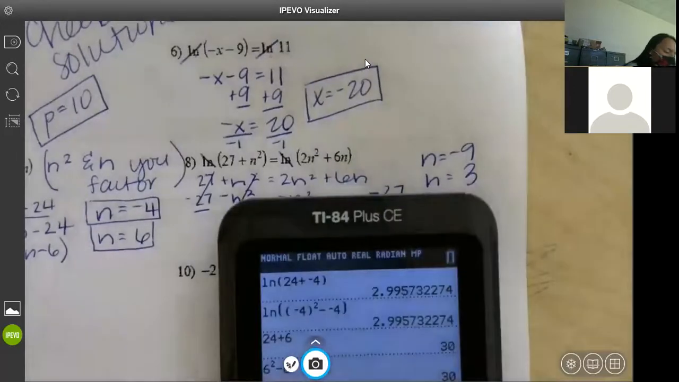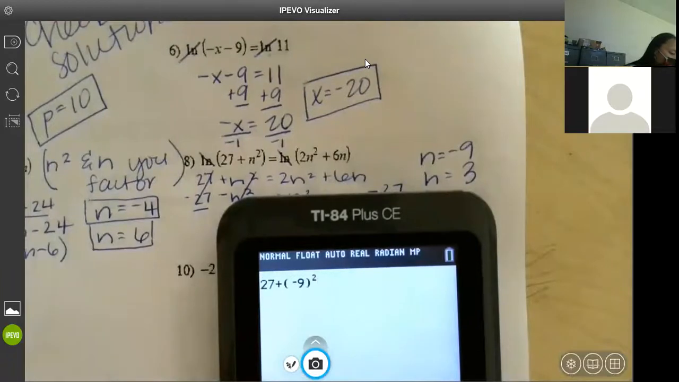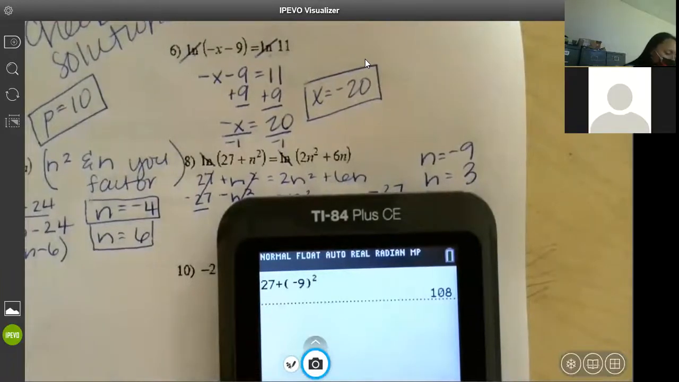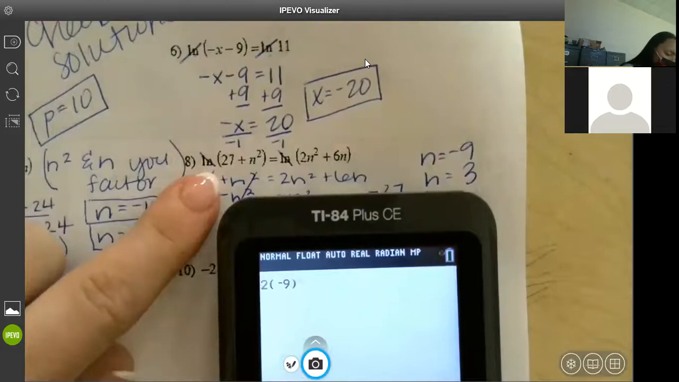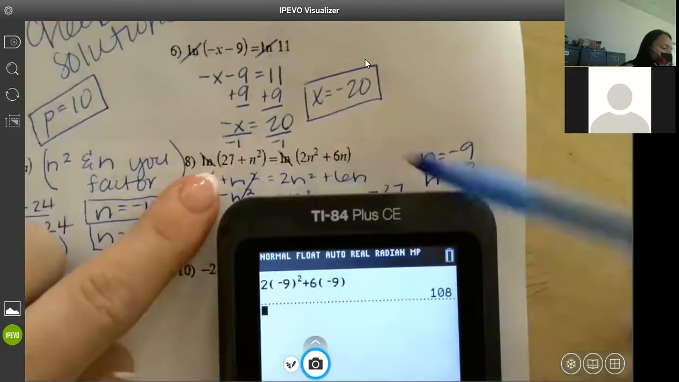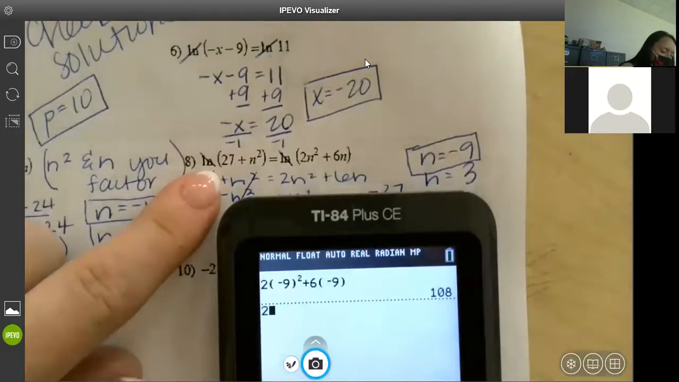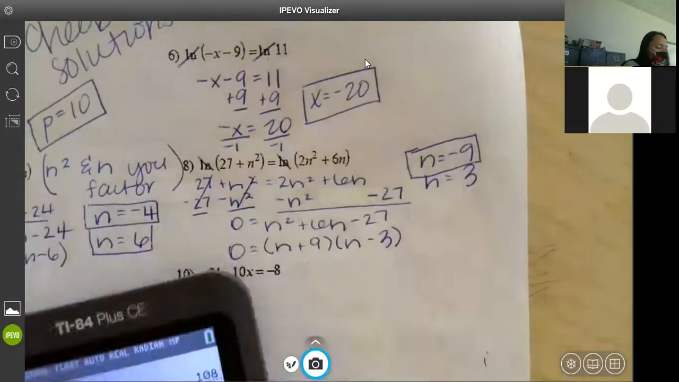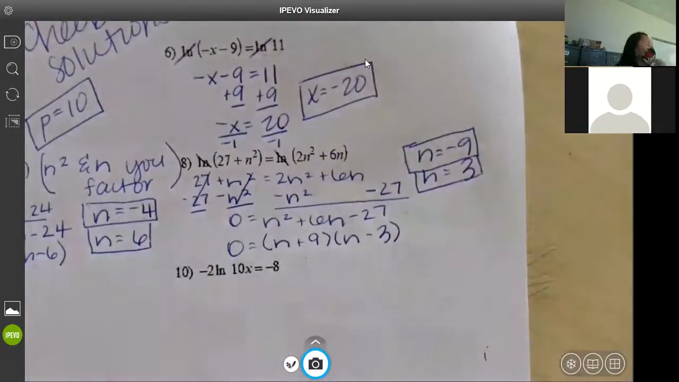If we plug it in, 27 plus negative 9 squared gives us a positive, so that's okay. 2 times negative 9 squared plus 6 times negative 9 gives us 108. So negative 9 works in both. And then check your 3. 27 plus 3 squared, that one works. 2 times 3 squared plus 6 times 3 also works. So we're good to go.